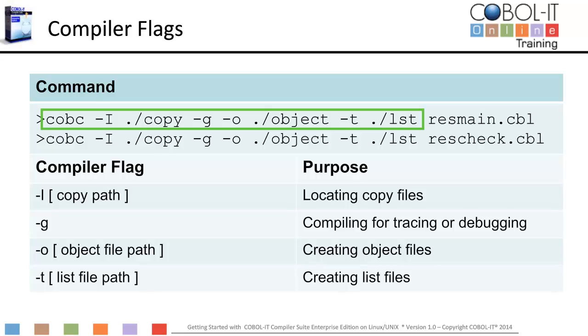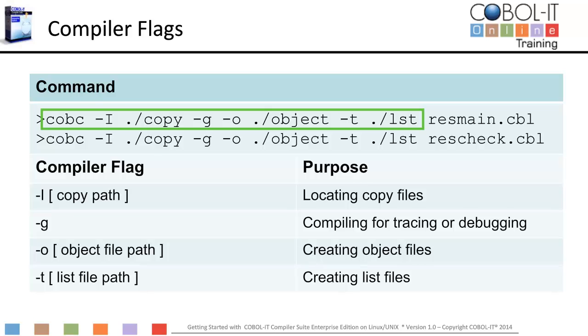cobc is the COBOL-IT compiler. The capital I compiler flag informs the compiler where the copy files are located. In our sample, the copy files are located in a subdirectory named copy. The G compiler flag adds additional information to the compiled object that is required by tracing functions. The O compiler flag determines the name and location of the compiled object. In our sample, the compiled object is generated in a subdirectory named object. The T compiler flag causes a listing file to be created. In our sample, the listing file is created in a subdirectory named lst.